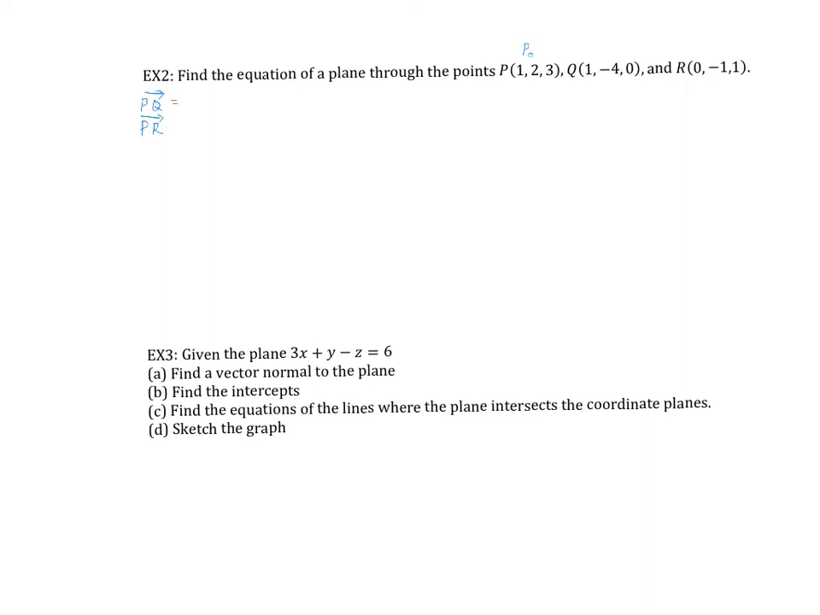So remember, PQ is simply Q minus P. PR is simply R minus P. So PQ is going to be 0, negative 6, negative 3. And PR is negative 1, negative 3, negative 2.